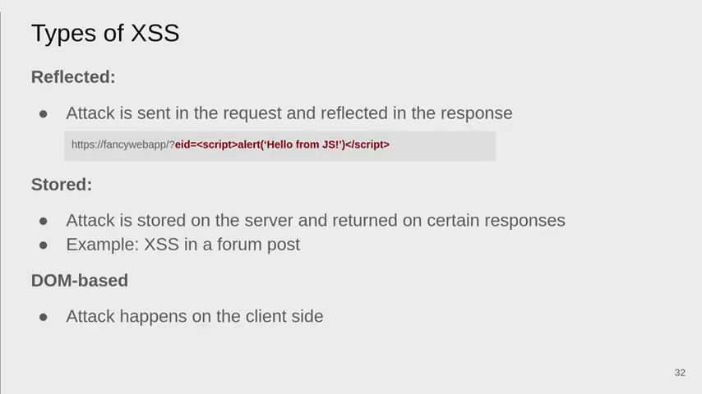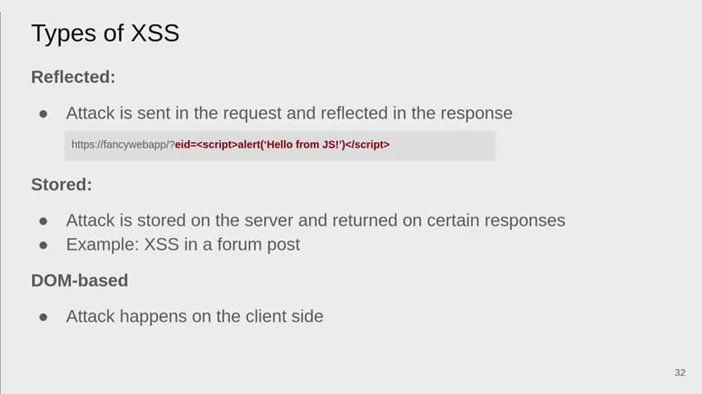There's three types of cross-site scripting. Reflected: this is what we just discussed, right? The attack is sent in the request and reflected in the response. So nothing is permanent on the web server, it's just being reflected through the web application. For example, if you write a URL like this, fancy web app, question mark, EID equals script alert hello from JavaScript, this would be executed on behalf of the user context when they're logging in.